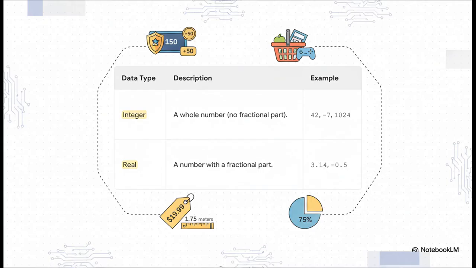Okay, so here are the two types you absolutely have to know when it comes to numbers. First up, the integer. That's just any whole number, positive or negative. Simple. Think of a player's score in a game or how many lives you have left. Then you've got the real, which you might also hear called a float. This is for any number that has a decimal point. So, things like a price, a weight, or a measurement.